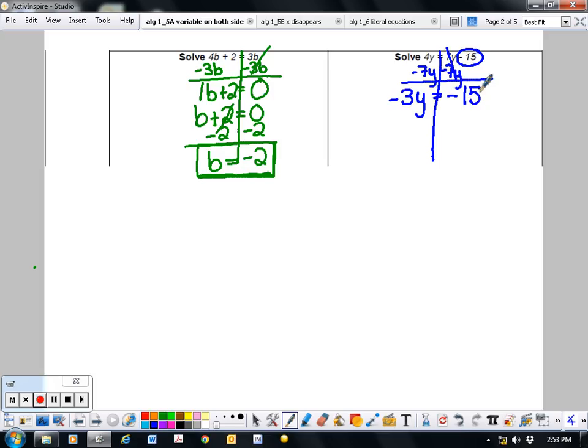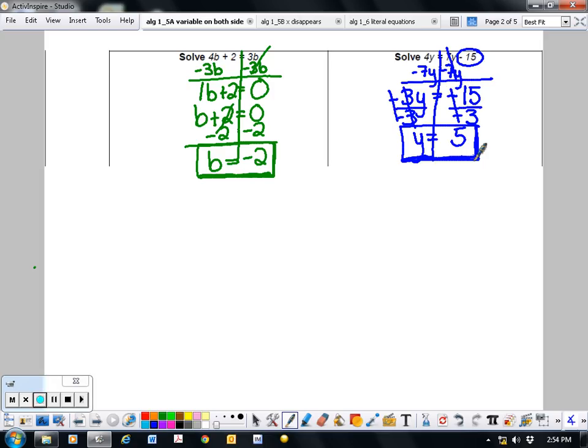So now from here, I have a negative 3 right next to a y. And when they're side by side, that indicates multiplication. So to undo multiplication, I divide. The 3's cancel, the negatives cancel, and I'm left with y. 15 divided by 3 is 5. The negatives cancel, so my answer is positive. And that's it.